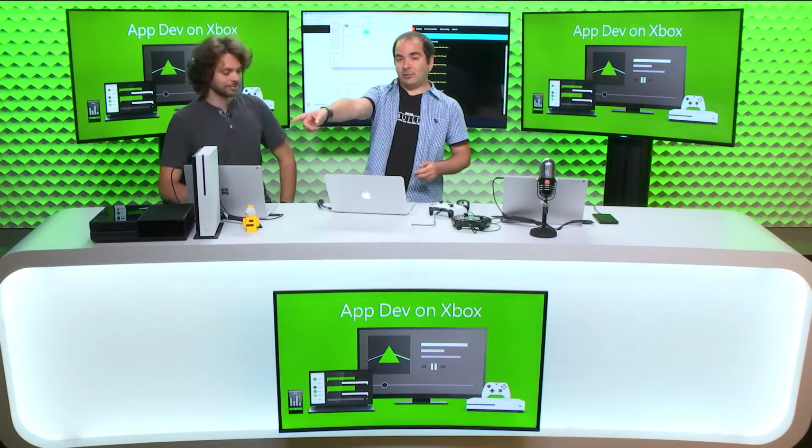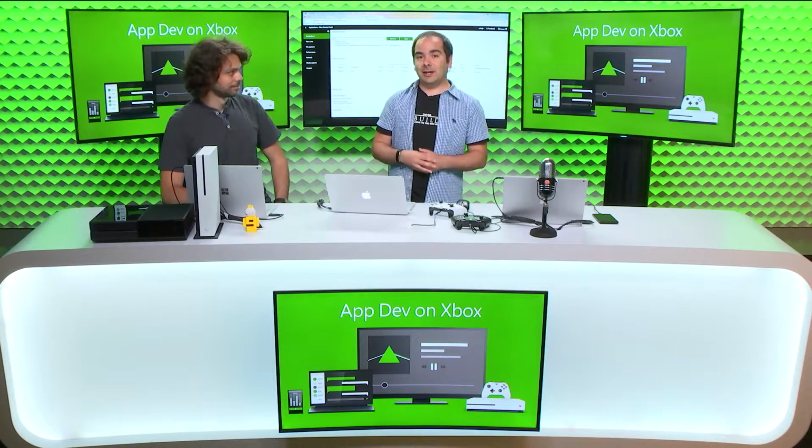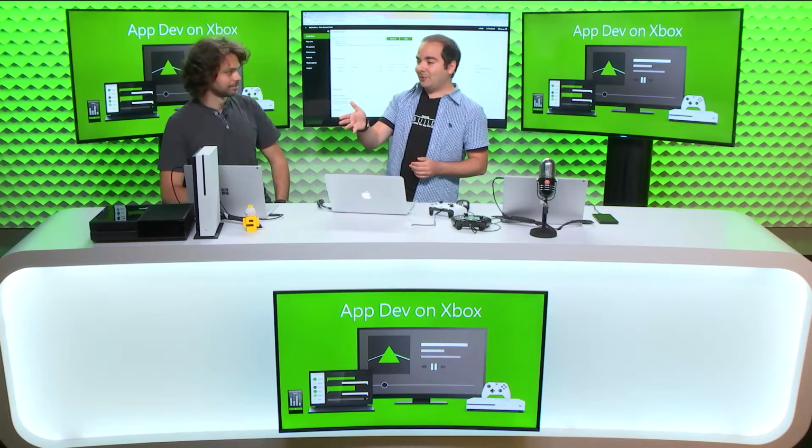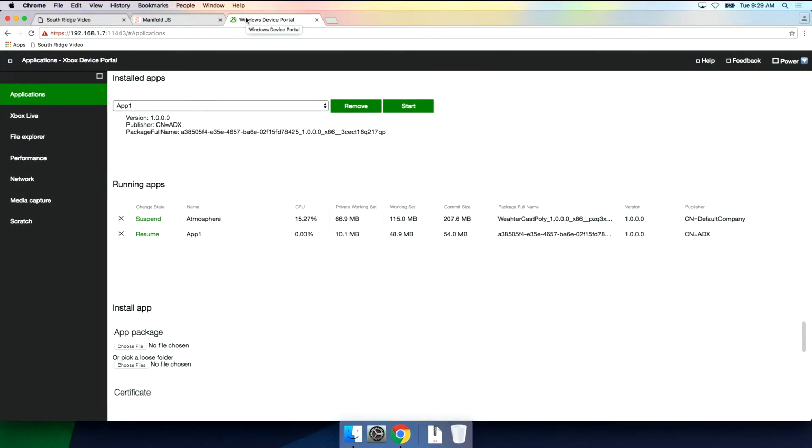Now I need to deploy it to the console. Let me introduce another tool that is available and it's running inside the console as well as any other Windows 10 devices. This is what we call the Windows Device Portal. It's basically a Node.js application running inside the device that allows you to debug or deploy or inspect what's going on inside the specific Windows 10 device. So in this case, I'm going to use this tool to deploy the application.